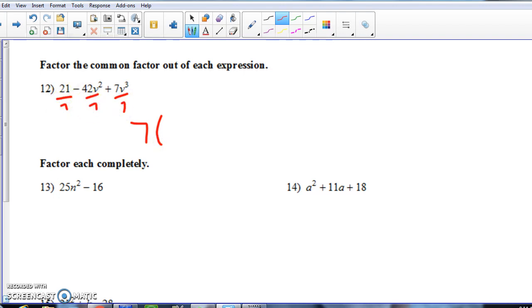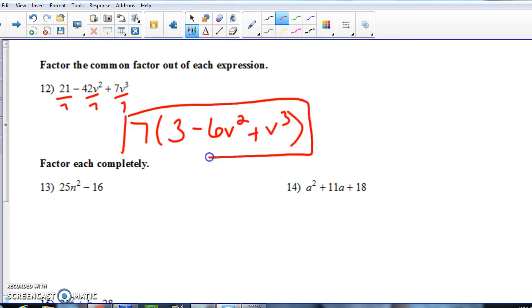When I do that, 21 divided by 7 gives me 3. Negative 42v squared divided by 7 gives me negative 6v squared. And 7v to the third divided by 7 just gives me 1v to the third, or just v to the third. Now, GCF factoring is set up in such a way that if you wanted to check your work, you could just distribute that 7 back out, and you should end up with what we started with. Okay? Now, if I move on to the bottom.